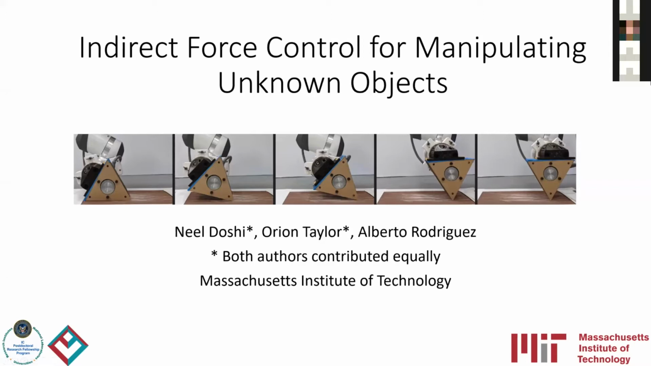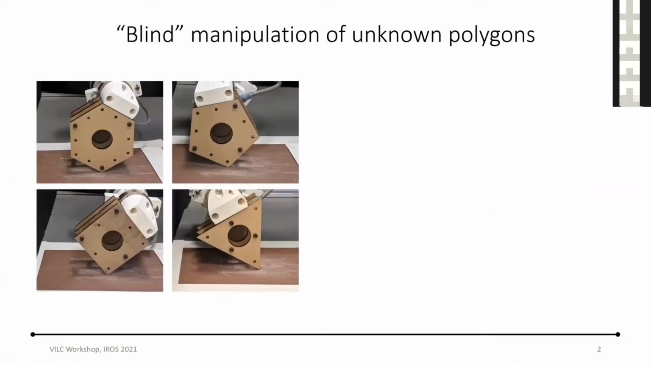So I want to just talk to some recent work on using indirect force control for manipulating unknown objects. And before I start, I want to say that this is joint with a graduate student here, Orion Taylor. We're both working with Professor Alberto Rodriguez at MIT. And so we're going to focus on this problem of manipulating unknown objects blindly.